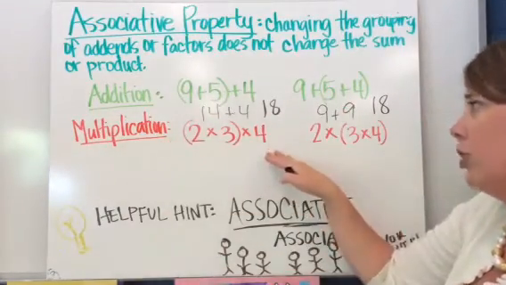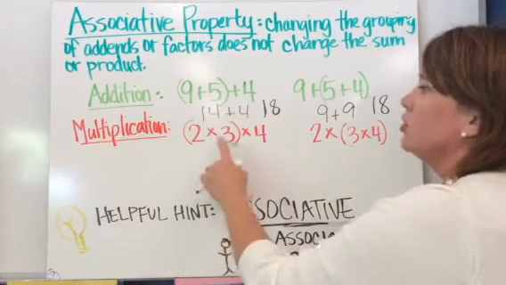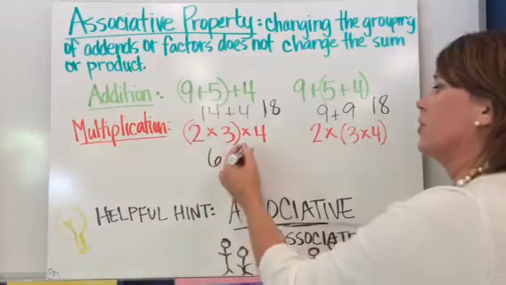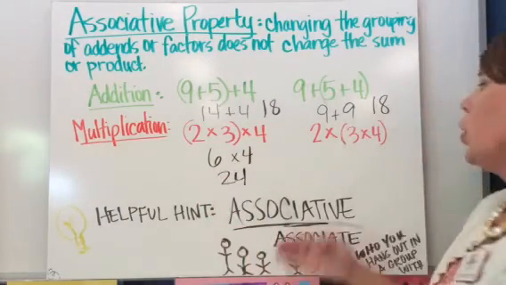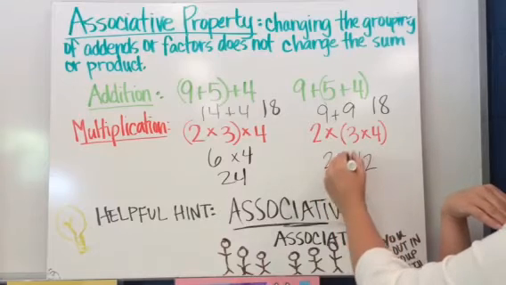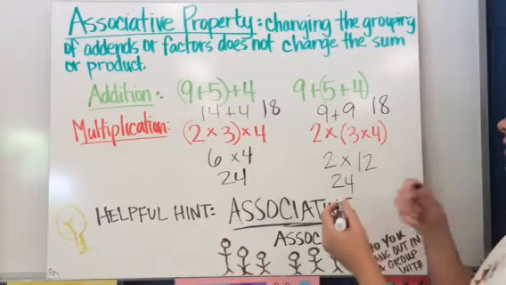In multiplication, same thing. I could do 2 times 3 first and get 6, and then 6 times 4 is 24. Or I could do 3 times 4 first, which is 12, and 2 times 12 is also 24.